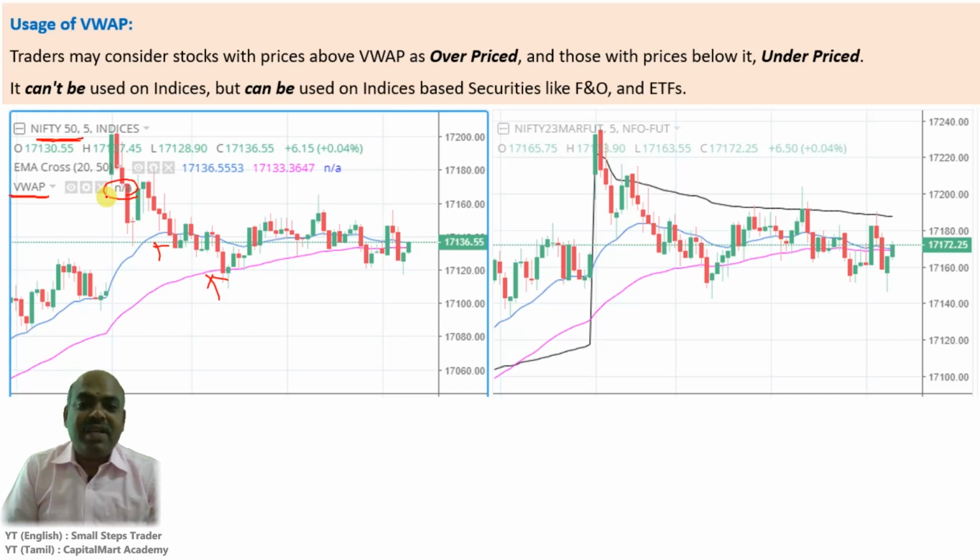You cannot trade the index itself, but you can trade index futures, index options, index ETF. So, on those you can use the VWAP. On the right side, you see the Nifty March future contract, the same Nifty future chart. Here you can see the VWAP. But on the left hand side, it's the index itself, and there you cannot see the VWAP. So, that's what I am saying. It cannot be used on the index chart.